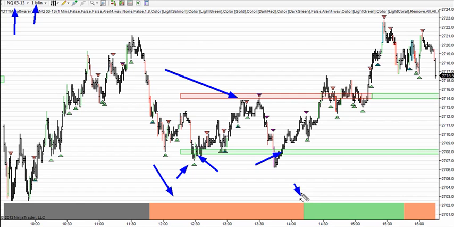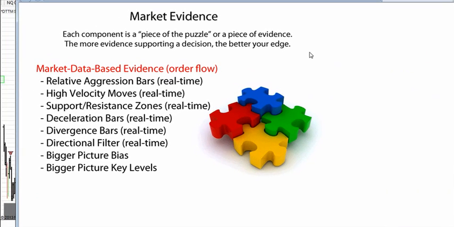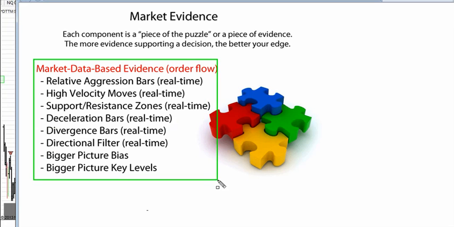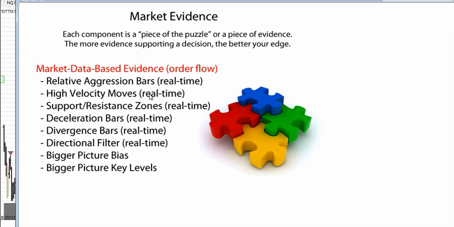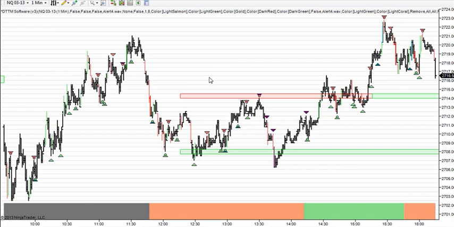But what I want to do, just to simplify the chart here, is remove everything off of the chart except for what we call our level 2 and our level 3 relative aggression bars. The software provides a lot of different types of evidence. I'm just going to keep these two on the chart, the relative aggression bars and the high velocity moves, and talk about a little technique that you can use to help you determine if the market's likely to be in consolidation or choppy, or if the market's likely to have a potential nice move one way or the other. So let me pause this and remove everything but those.